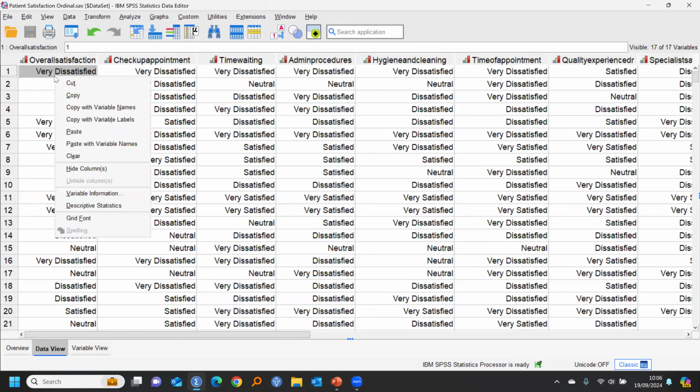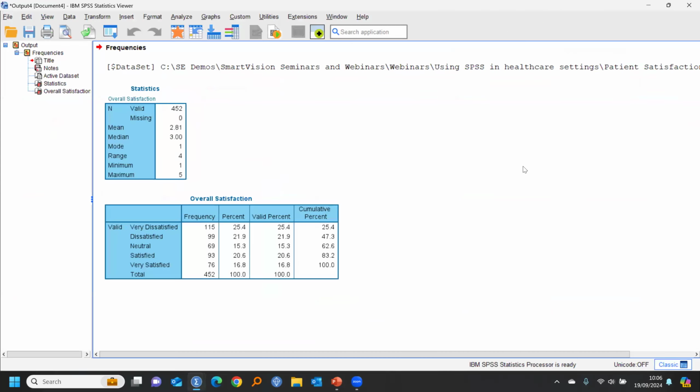So if I just right click on that and show you what that looks like by going descriptive statistics here, you can see that 25% of people are actually very dissatisfied, 16% very satisfied. So it's a good mix from 452 cases, a good mix of different categories here and values. It's not like all the data squeezed in one category or the next. So it means that we can do some interesting analysis here.